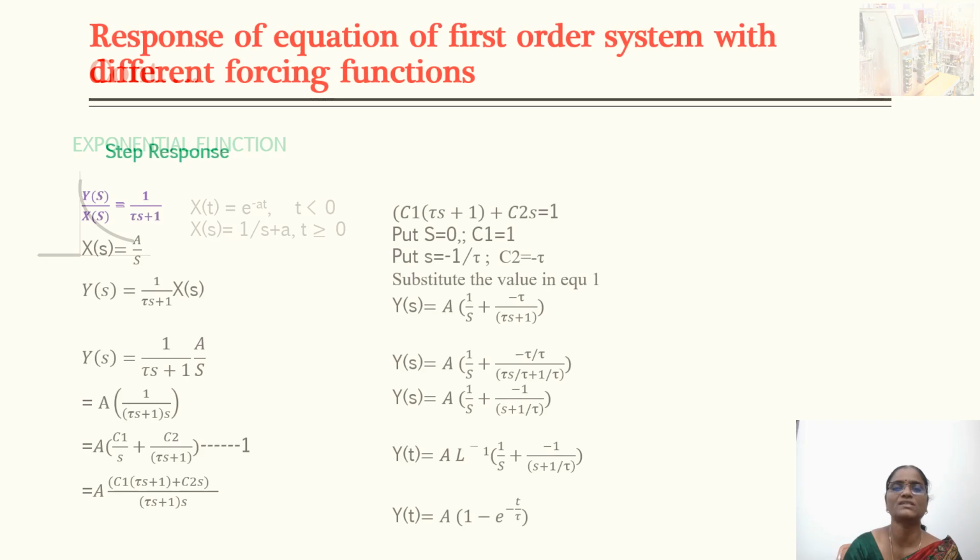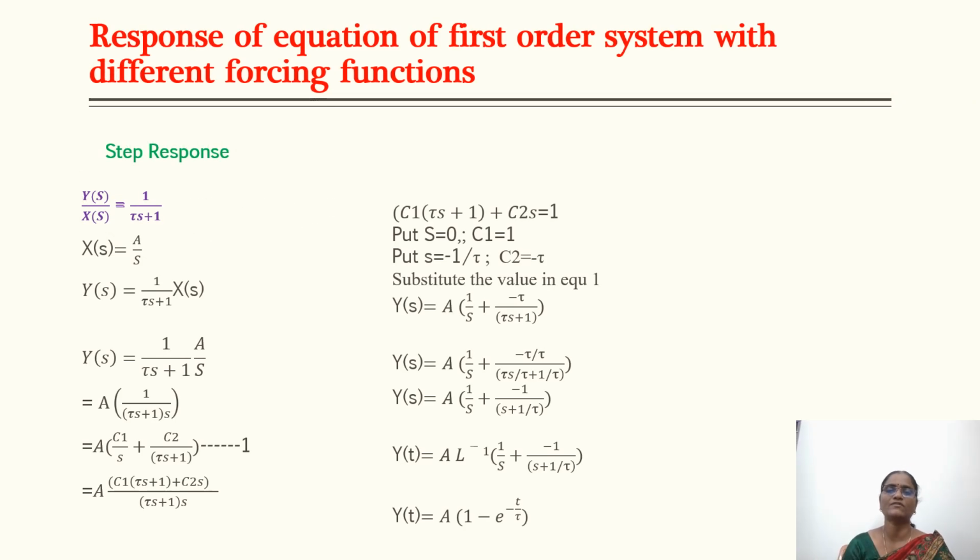Now we'll see the response equation of a first order system with a different forcing function. So what is the response equation? Take the general form of a first order system. Any first order system will be in the form 1 upon tau s plus 1. This is the general form of any first order system. Here tau is nothing but the time constant, which varies from process to process.